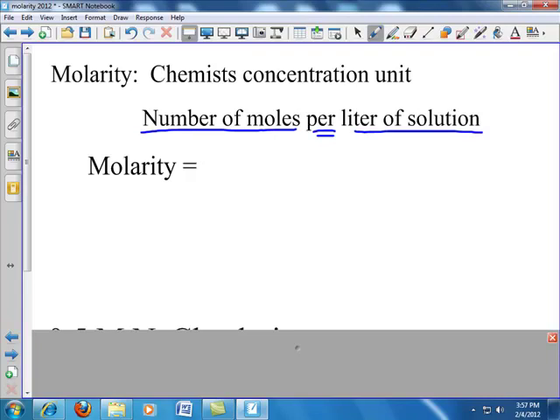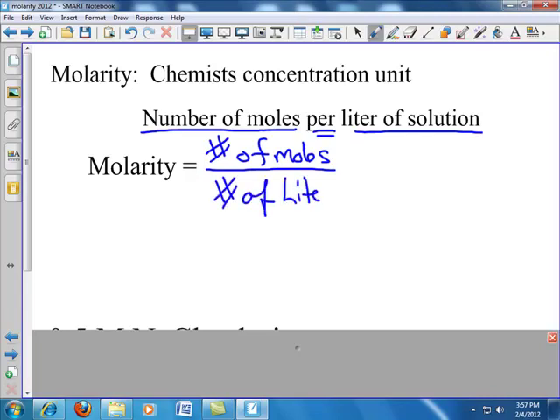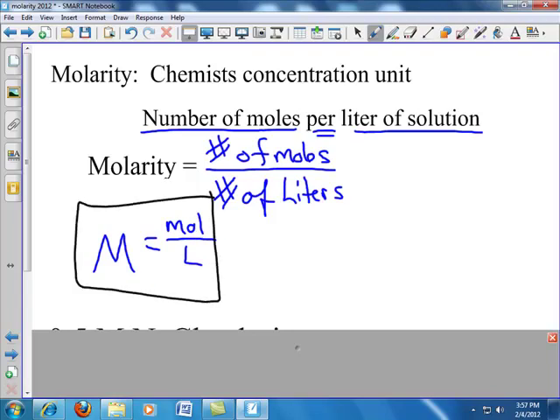So there's an equation that comes along with this. And that equation we call the molarity equation. And that equation just simply says it's the number of moles divided by the number of liters. Okay? That's your molarity equation. Now, I always shorten this down to capital M, which stands for molarity, is moles divided by liters. Okay? This makes the most sense to me, and it's just a lot easier than writing everything out.